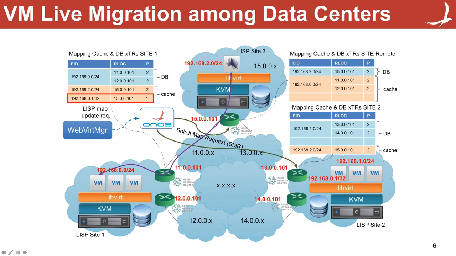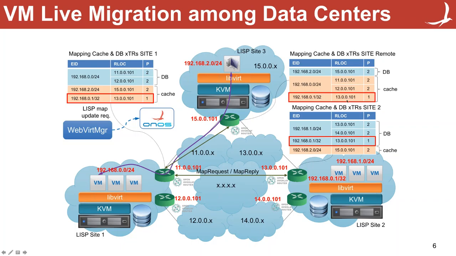Then ONOS will send this LISP solicit map request, SMR, to corresponding routers. And then the routers will ask for the updated map information from the original router, and then the router will ultimately send updated mappings so that the map information has been changed. So after that, the client will periodically ping the destined virtual machine. So we try to use this mechanism to realize the live migration.